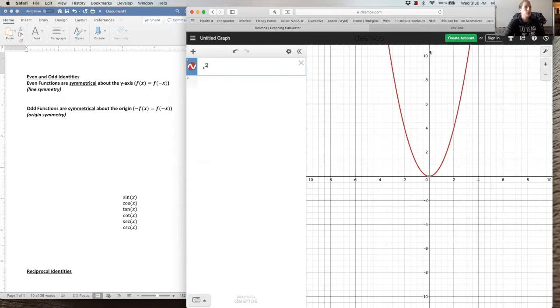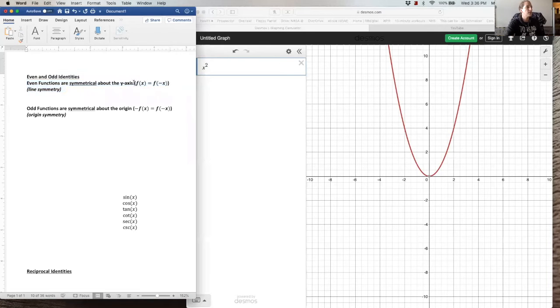Now you can see the x squared function, if we were to fold in half along the y-axis, the two halves of the function would meet up, okay? This is a y-axis symmetry, which makes this function even. Now a shortcut for thinking about when a function is even is this little trick right here. For our function, if plugging in x and negative x gives the same result, then the function is even.